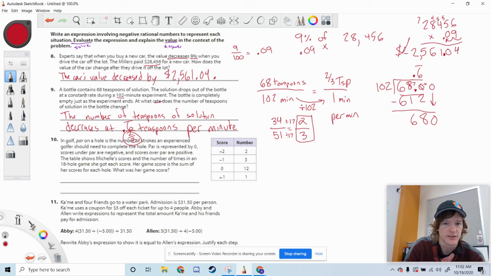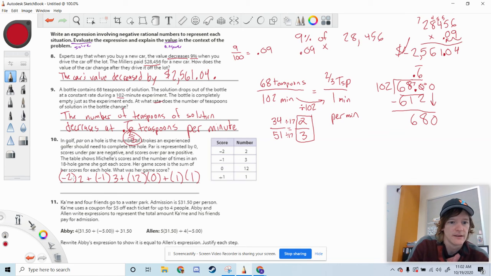We need to write an expression, which I guess we forgot on a couple of these problems, but we did the expressions over here, so it's fine. So on this one, we need to do -2, and this happened 2 times, plus -1 happens 3 times, plus 0 happened 12 times, plus 1 happened 1 time. And we need to find out this person's final score.